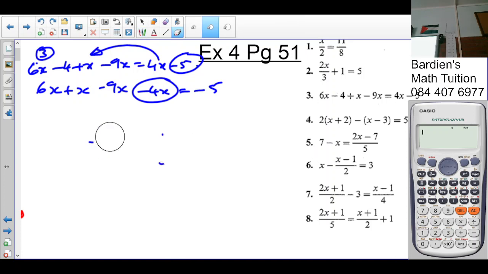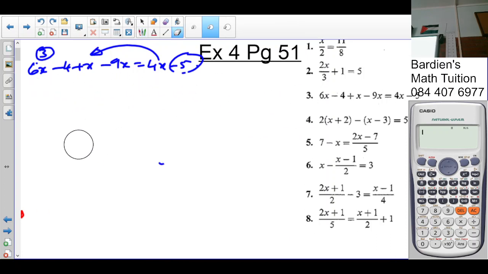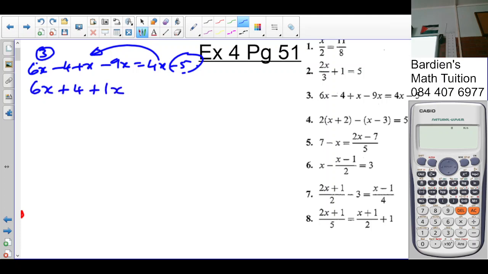That is why I say, man, just read your whole line out and I can see what the issue is. Just read what you have. Okay, 6x plus 4 plus 1x minus 9x equals 4x plus 5. Well, where do you get a plus 5 from?